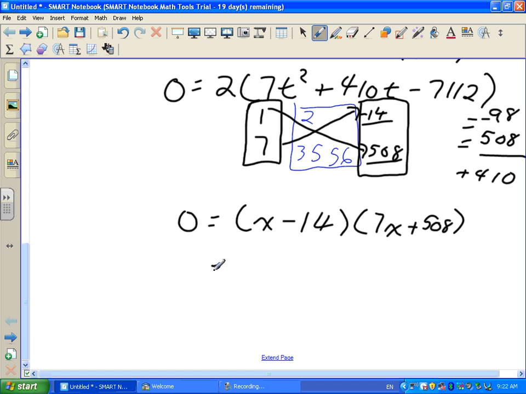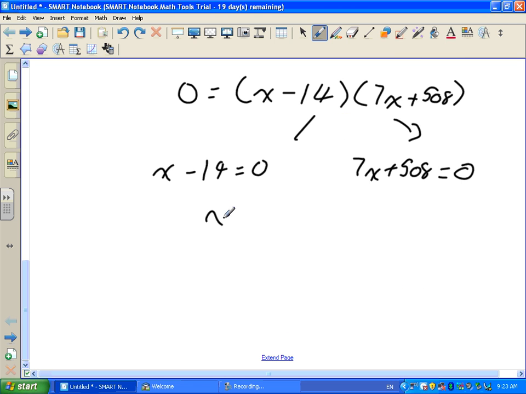Now I need to solve for my x's to find out when the population will reach that. The numbers we get, we make 2 separate equations. We have x minus 14 equals 0, and we have 7x plus 508 equals 0. So we need to solve for both x's. X is 14, sounds pretty reasonable. 7x is negative 508. X equals, what's negative 508 over 7? Anyone know? That's negative 72.57.